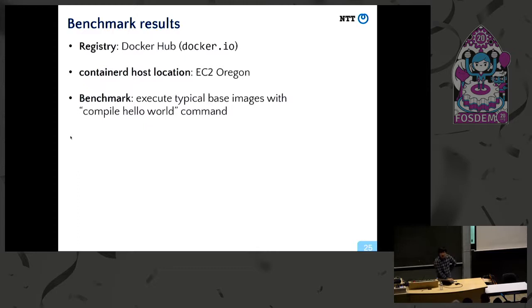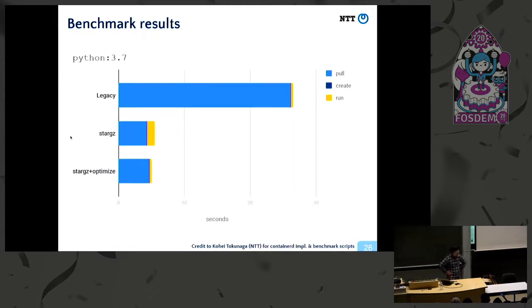And here are some benchmark results using Docker Hub. And the Containerd host was located in the EC2 Oregon region. And for the benchmark, we used typical base images with a compile hello world like workload. So for Python, the legacy image took more than 26 seconds, and the stargz image just needs about 5 seconds, so it's 5 times faster.